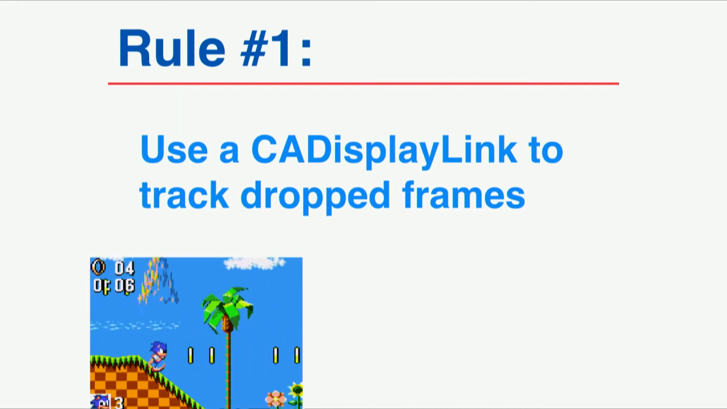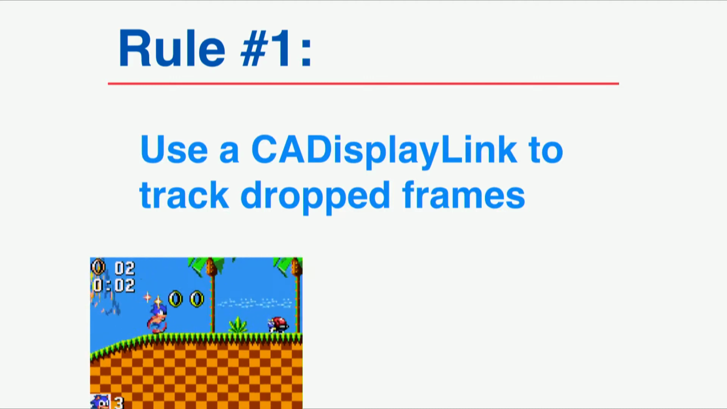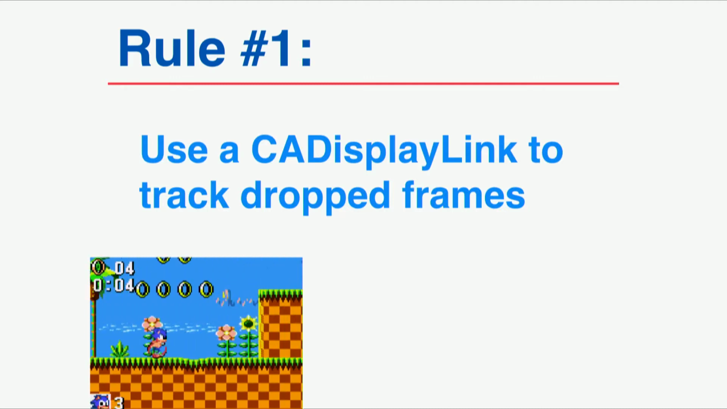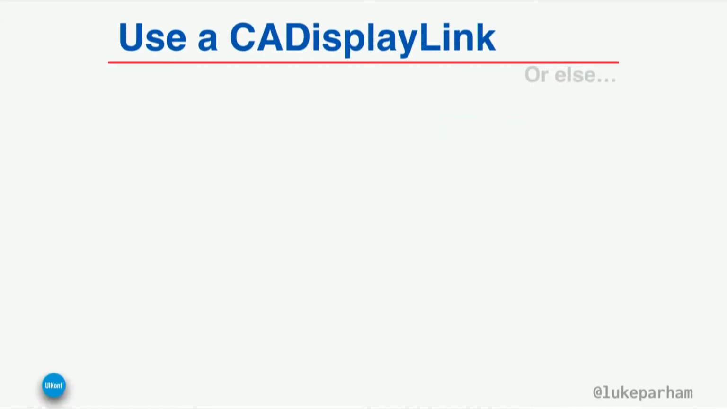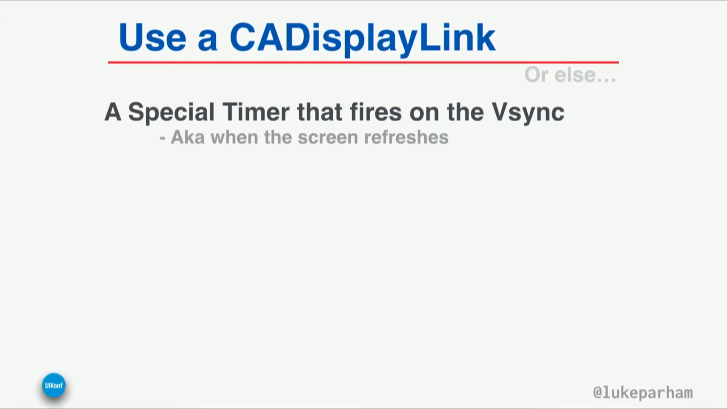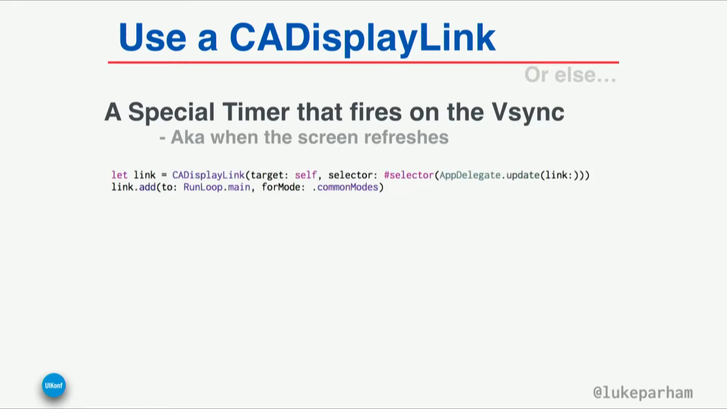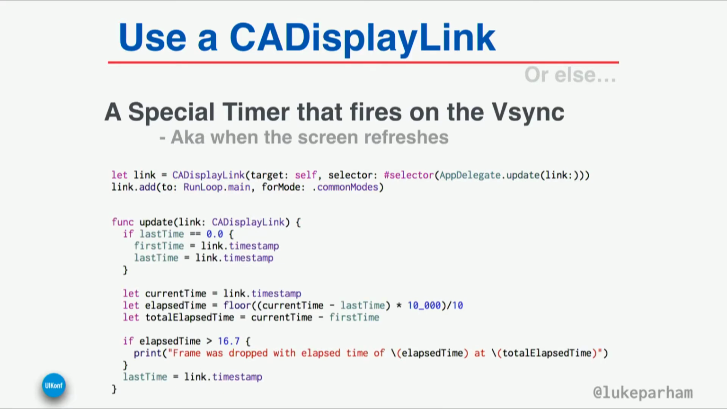There's also another way that's a little easier, but this is a very exact way to track when your app is dropping frames. A CADisplayLink is basically a special timer. It fires on the vsync of your app, which is when your app is drawing to the screen. It's just like a gesture recognizer: you set up this display link, and then you give it a method to call.